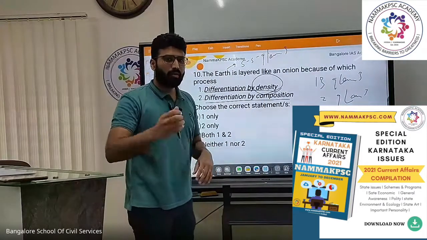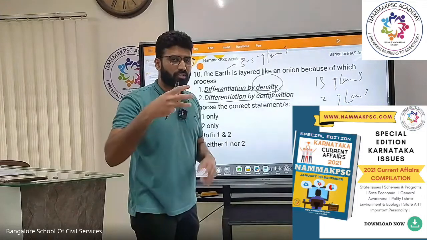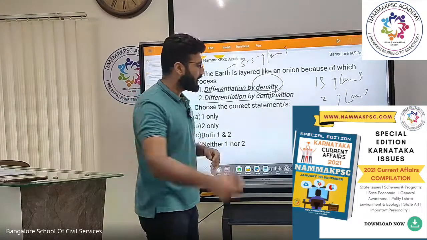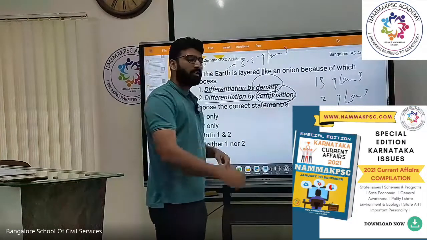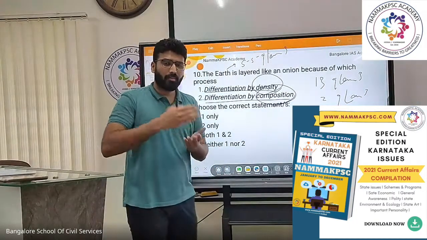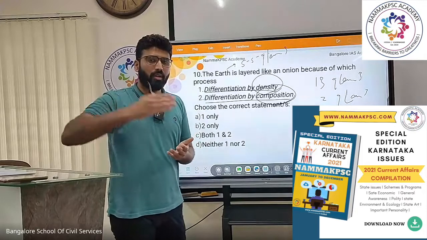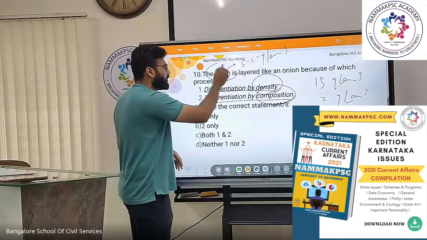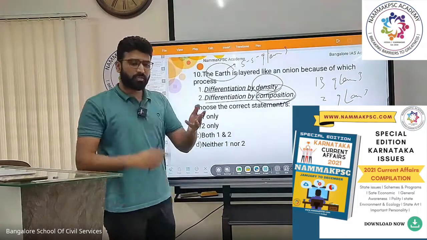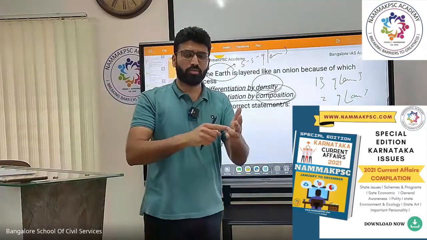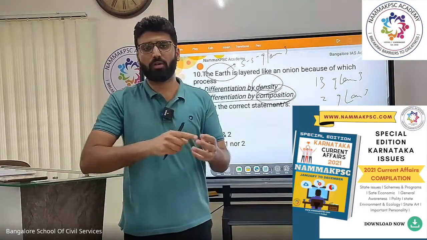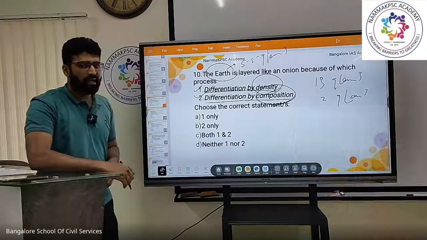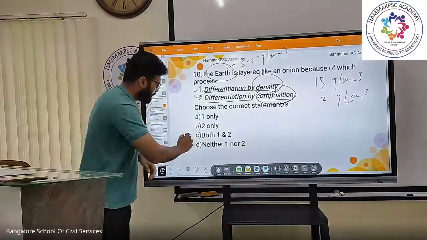I also told you there is differentiation of composition. At the core, metals, iron, nickel. Along the surface, alumina and silica. Therefore, differentiation of composition is nothing but classification of substance across density and material, which gave rise to the Earth and the different layers which make up your continental crust, oceanic crust, upper mantle, lower mantle, outer core, and inner core. So both statements 1 and 2 are correct.